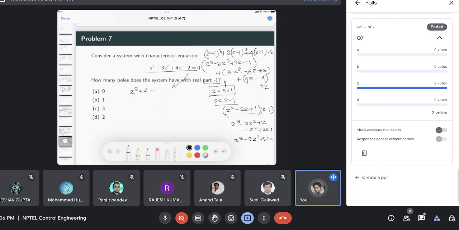Yeah, so this is the equation, right? From that you can simply find z square plus 1 equal to 0. So the poles will be at what? One is at z equal to 0, plus minus j, but you know that s equal to z minus 1, right? So in the s domain the poles will be at 0 minus 1, and plus minus j minus 1, that is minus 1 plus minus j. So you say that 3 poles are located with the real part minus 1.